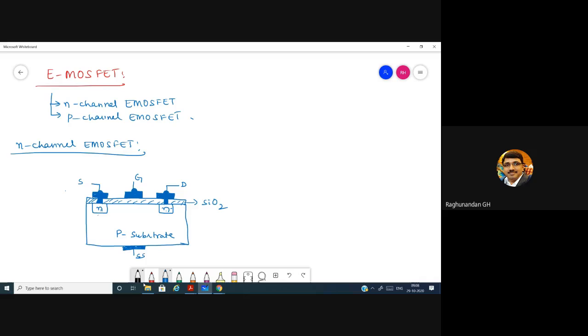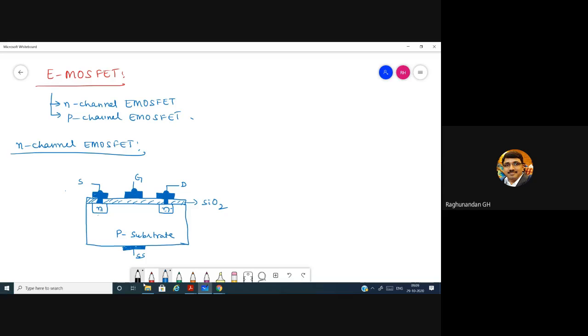The electrons cannot move from this path to this path without a channel, because this is a P substrate where the majority charge carriers are holes, and they offer more resistance to the flow of charges from N to this region. Even if you try, only a very minute amount of charge will flow from source to drain. So first we have to grow a channel here.